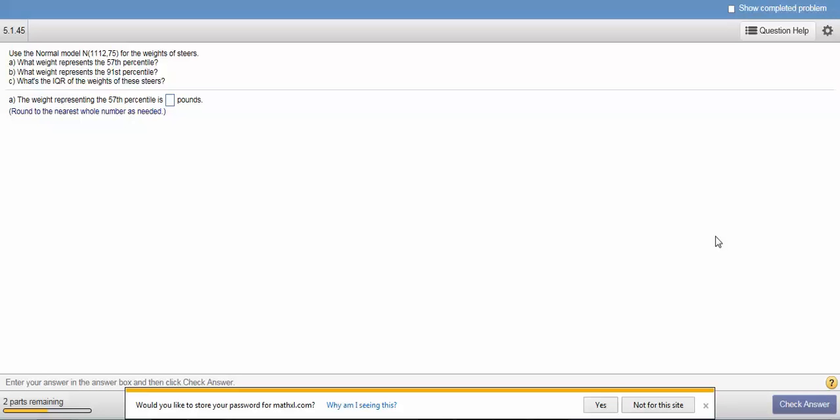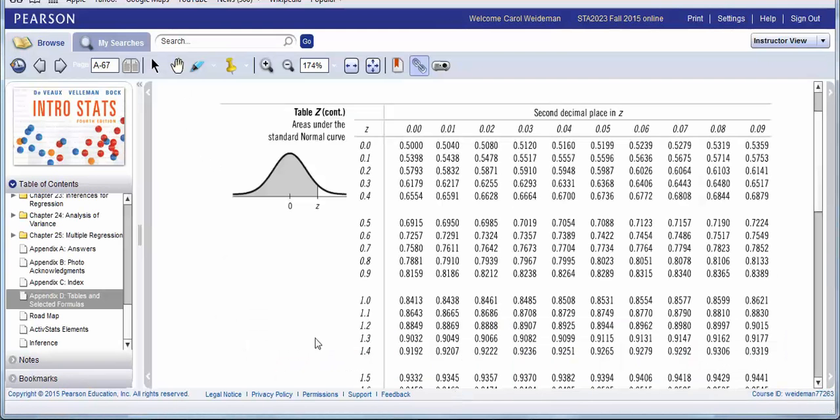I had a couple questions from Chapter 5 on the problems that we're dealing with the steers. And they wanted you to, in this problem, define percentiles. And so when we're talking about the 57th percentile, that would be the z-score that corresponds to an area of 0.57 to the left. So if I open up the normal table, and this is on page A66, 67 in your book, I want the area to the left here to be 0.57.